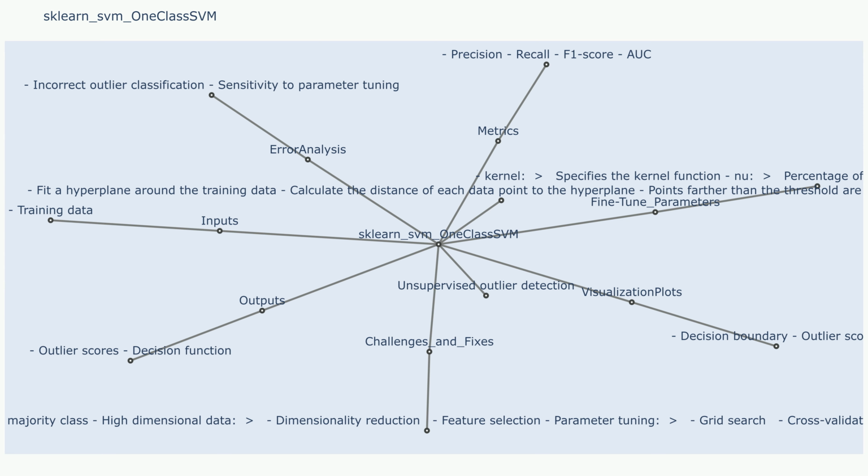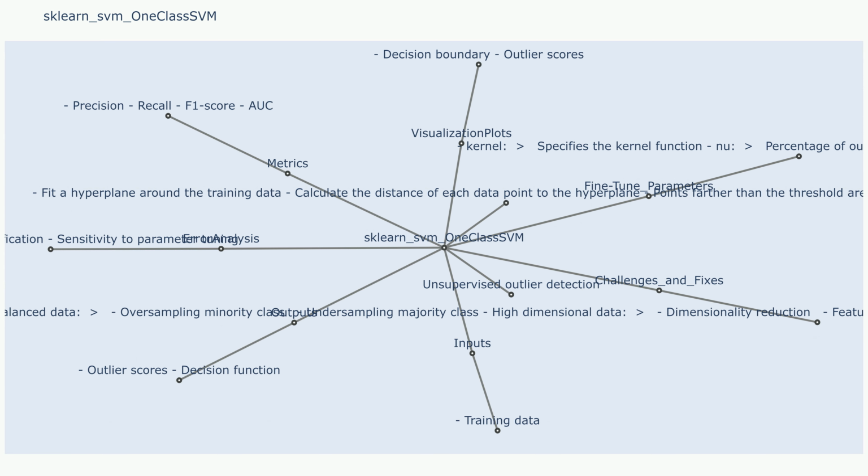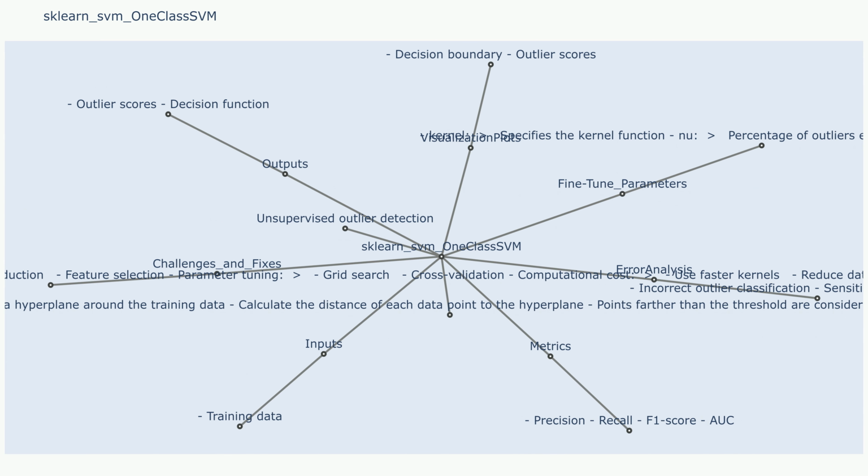Inputs: X, a 2D array containing the training data. Each row represents a data point. Kernel: the kernel function used for the SVM. Common options include RBF, linear, poly, and sigmoid. Outputs: model, the trained one-class SVM model.